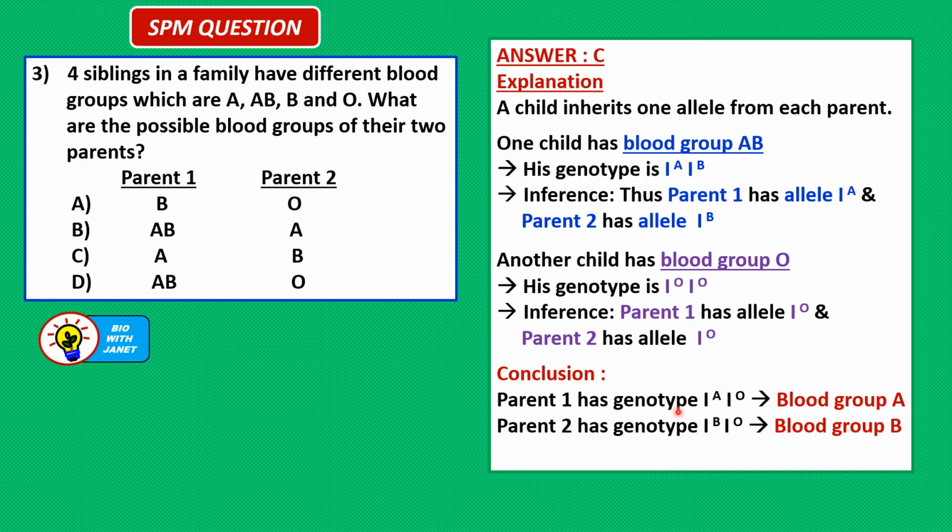So the first parent will have the genotype IAIO. That means he belongs to blood group A. And the second parent will have alleles IBIO, right? So he belongs to blood group B. So the answer is C. The first parent, it can be the mother or father, has the phenotype of blood group A, and the second parent has the phenotype of blood group B. Answer is C. Okay, so sometimes in the problems we can infer from the information given what the genotypes of the parents are, if we know the genotypes of the siblings.